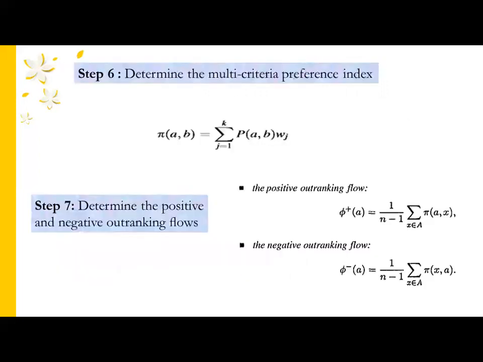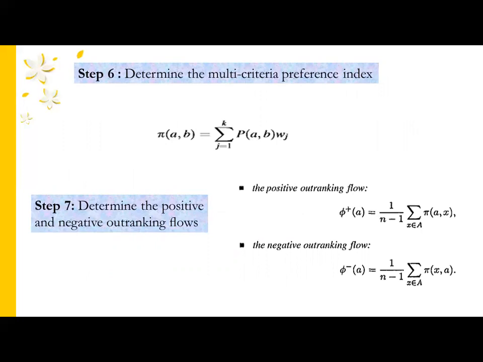And then, followed in step 6, we'll be finding the multi-criteria preference index, which tells which alternative should be preferred to another alternative. You will then be finding the positive and negative outranking flows, followed by step 6.